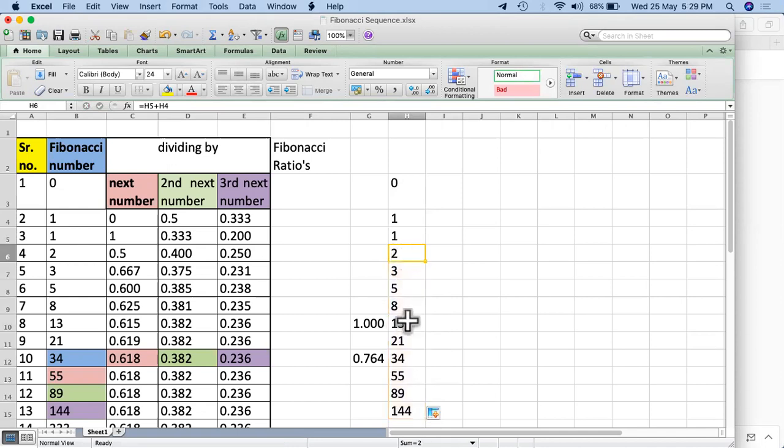Let's confirm: 3 plus 2 is 5, 5 plus 3 is 8, 8 plus 5 is 13, 13 plus 8 is 21, 21 plus 13 is 34, 34 plus 21 is 55, 55 plus 34 is 89, and 89 plus 55 is going to be 144. This is how the sequence works. I'm just trying to derive it in front of you. If you have any problems, do put down comments in the comment box, and I'll try to help you further.